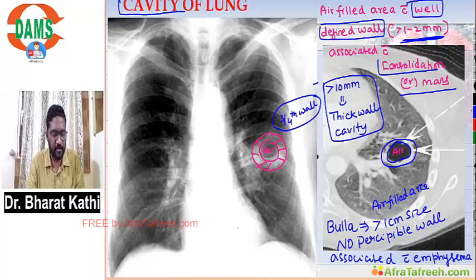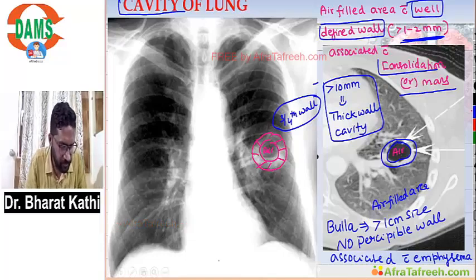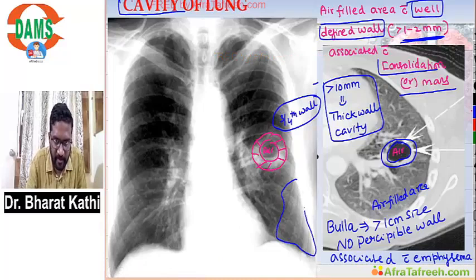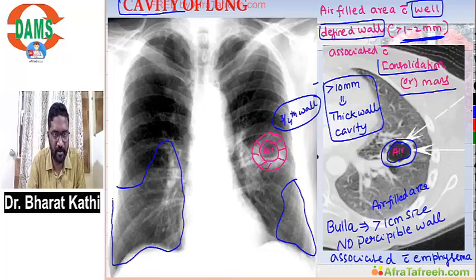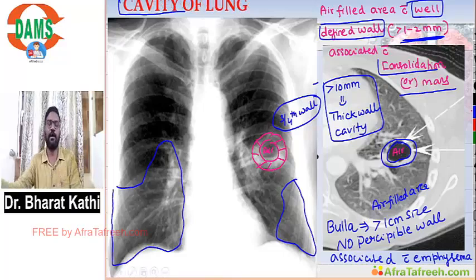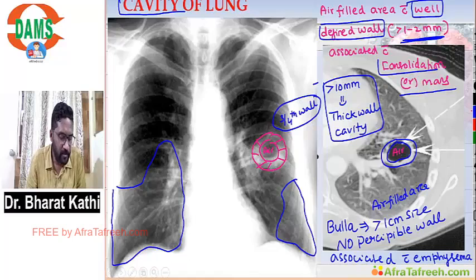Generally bullas will be very peripheral like this. So they will be lined by pleura. Bullas are generally coming from the periphery like this. They will not have any specific shape, and they will not have any specific wall.